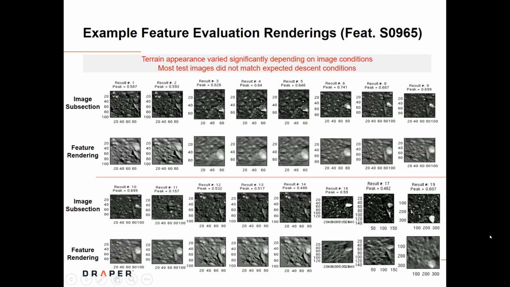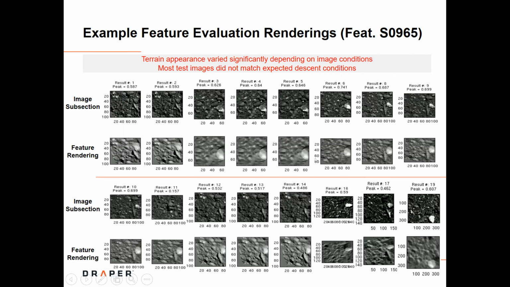And so this, just to give you a sense of just how tedious that was, this was just one feature, and all the test image results that we did have for it, which was a total of about 16 images. So this is those 16 images in 2 rows, where in each case, the top row is the image subsection, and the second row is the rendered feature.